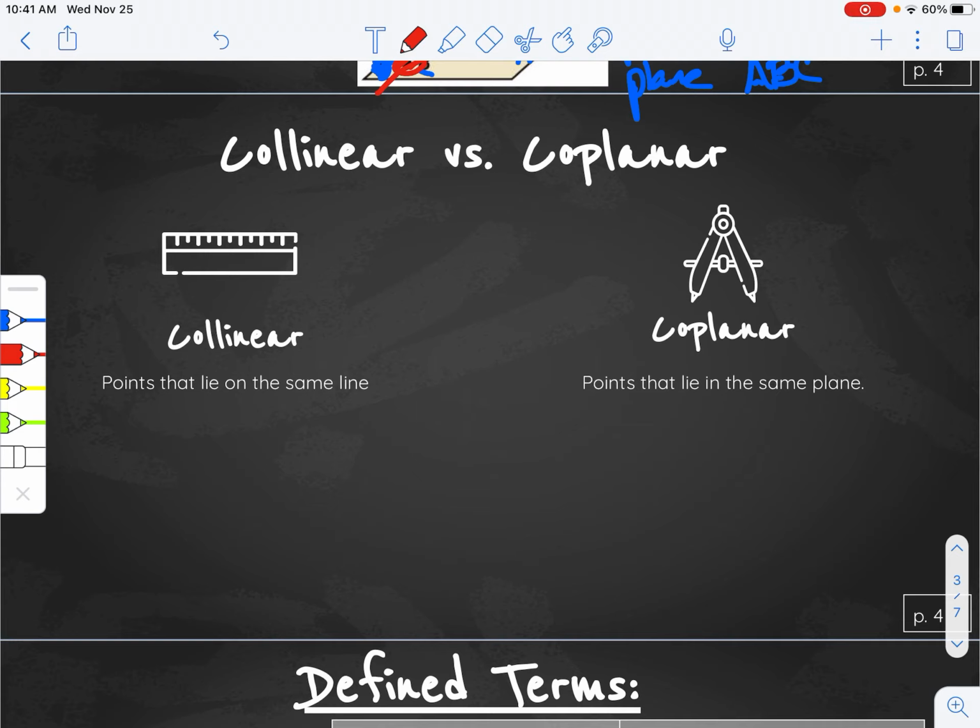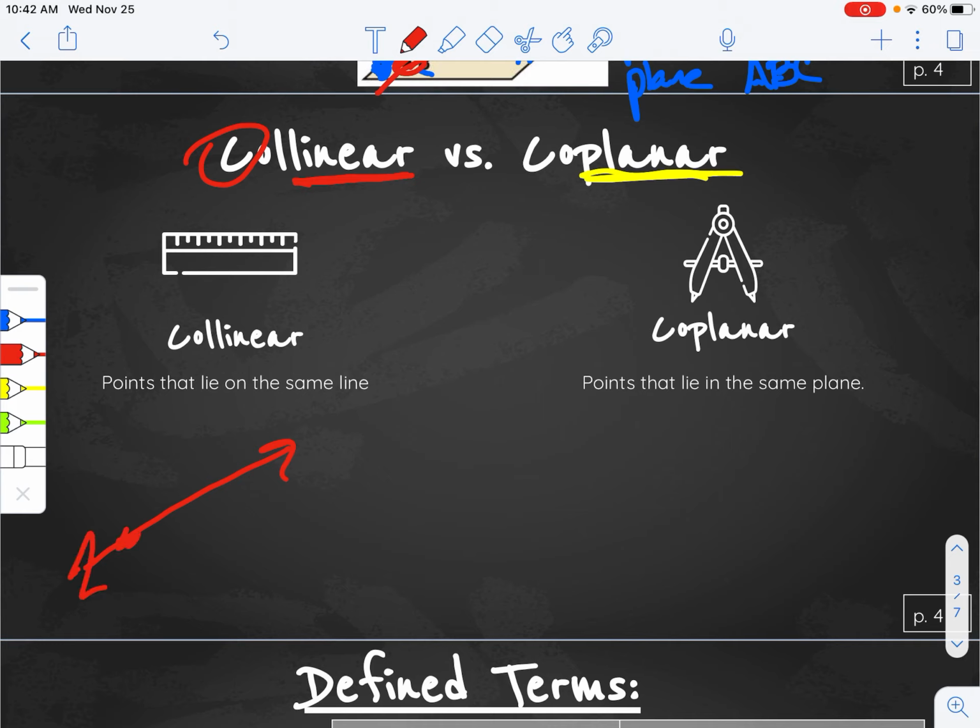Let's take a look at 2 terms that relate to our plane. These 2 terms are collinear and coplanar. Now, just by looking at a word inside of each of these terms, we might be able to figure out what each of them means, and it might help us remember each of them. So collinear just means points that lie on the same line. So they kind of share something in common, and the common thing that they share is a line.